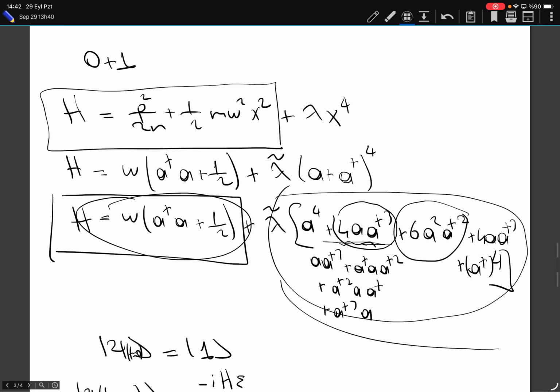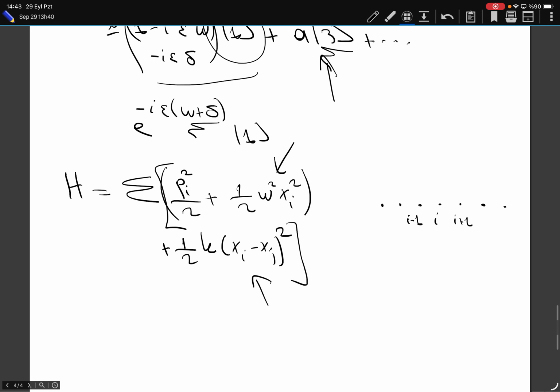So let's continue with this one. I will add those two terms. I have p_i squared over 2 plus 1 over 2 omega x_i squared, 1 over 2 k (x_i minus x_j) squared. Have you ever solved this problem?